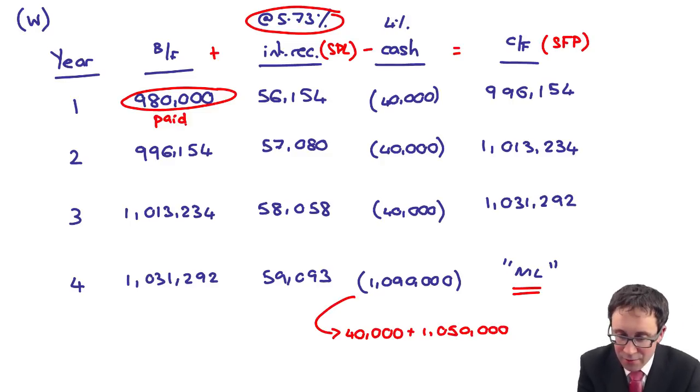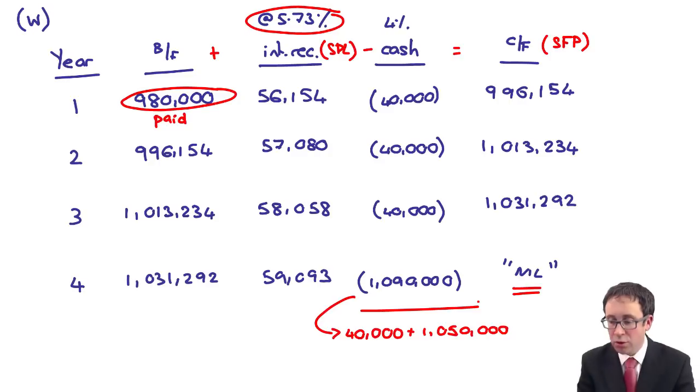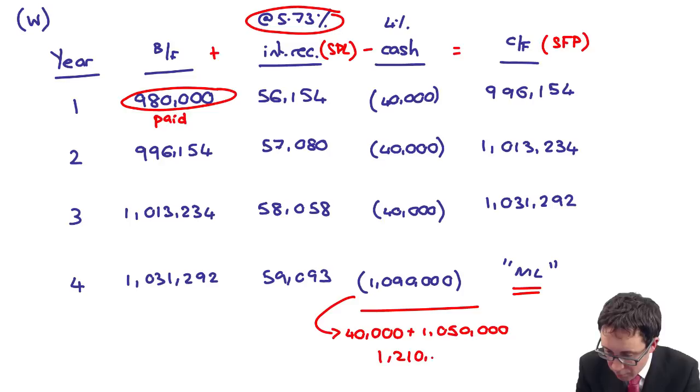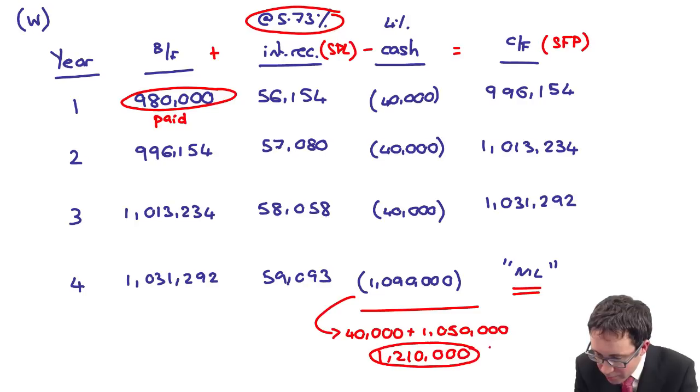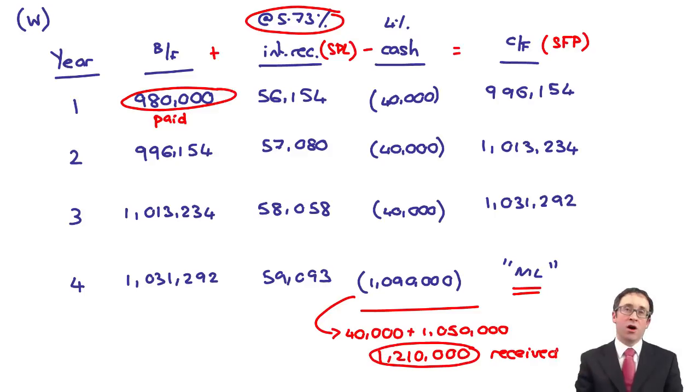What has then happened is that if you go through and total all of this up here. So total up your cash, the 1090 plus 40 plus 40 plus 40 gives you, is it there? The 1.210 million, okay, 1,210,000. And that there is what you've received over the period of 4 years.